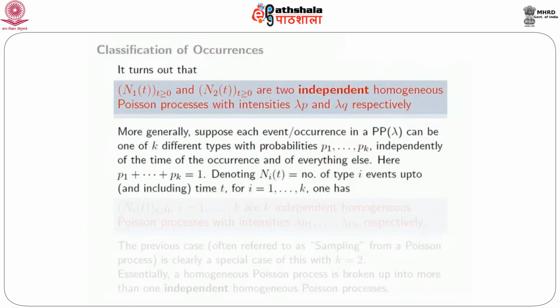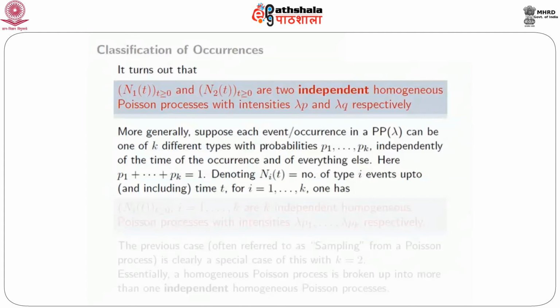We'll prove that later. More generally, now comes classification. Why only recorded and unrecorded? Suppose each event or occurrence in a homogeneous Poisson process with intensity lambda can be one of k different types. Earlier it was two different types, recorded and unrecorded.